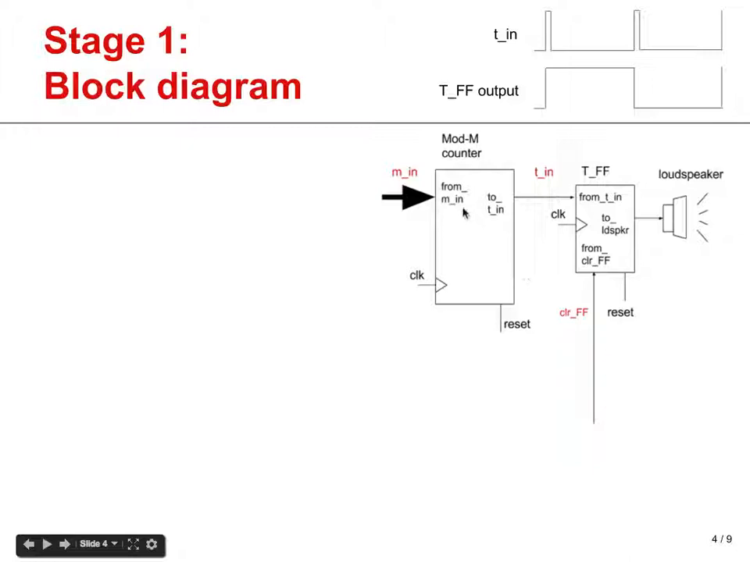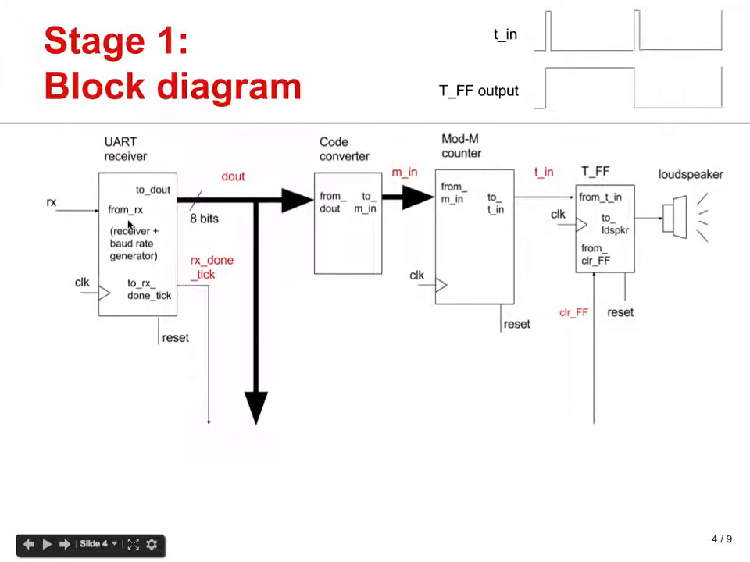Now, apart from the output stage, we will also need a code converter and the UART receiver itself. The UART receiver is responsible for deserializing the information coming from the receive data line, coming from the PC, and by producing the corresponding ASCII code in 8 bits for each key that is pressed in the keyboard. Now, each ASCII code will correspond to a different limit for the modulus counter. So a code converter is required to generate the appropriate modulus counter limits for each musical note to be played.